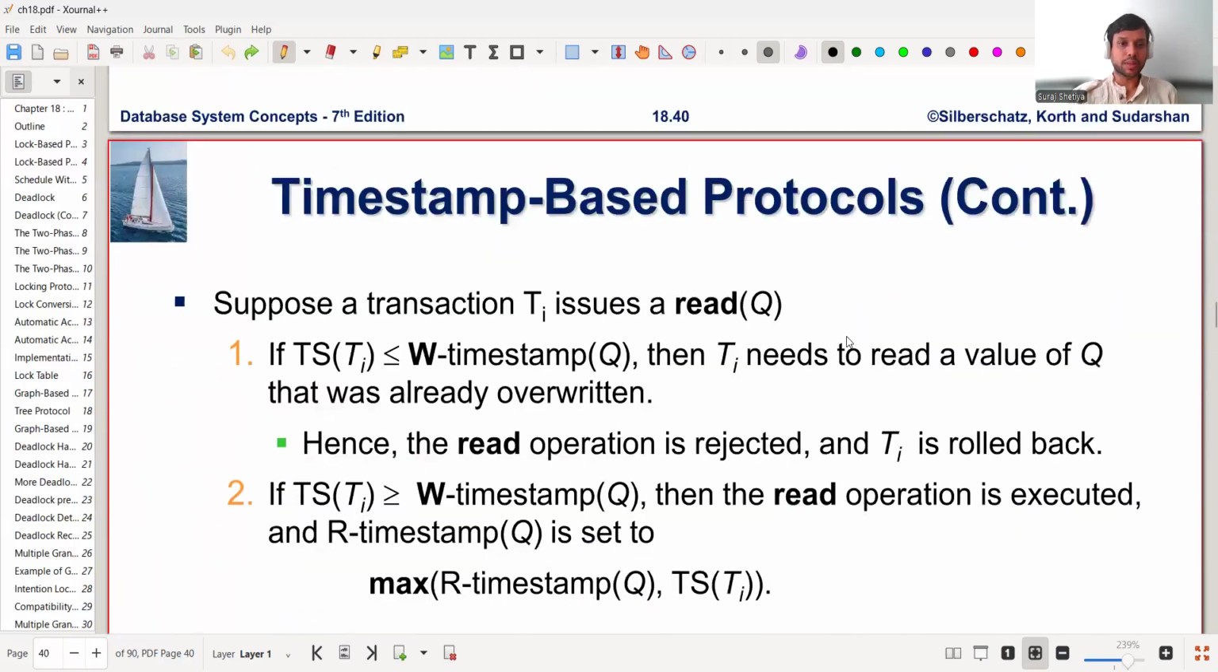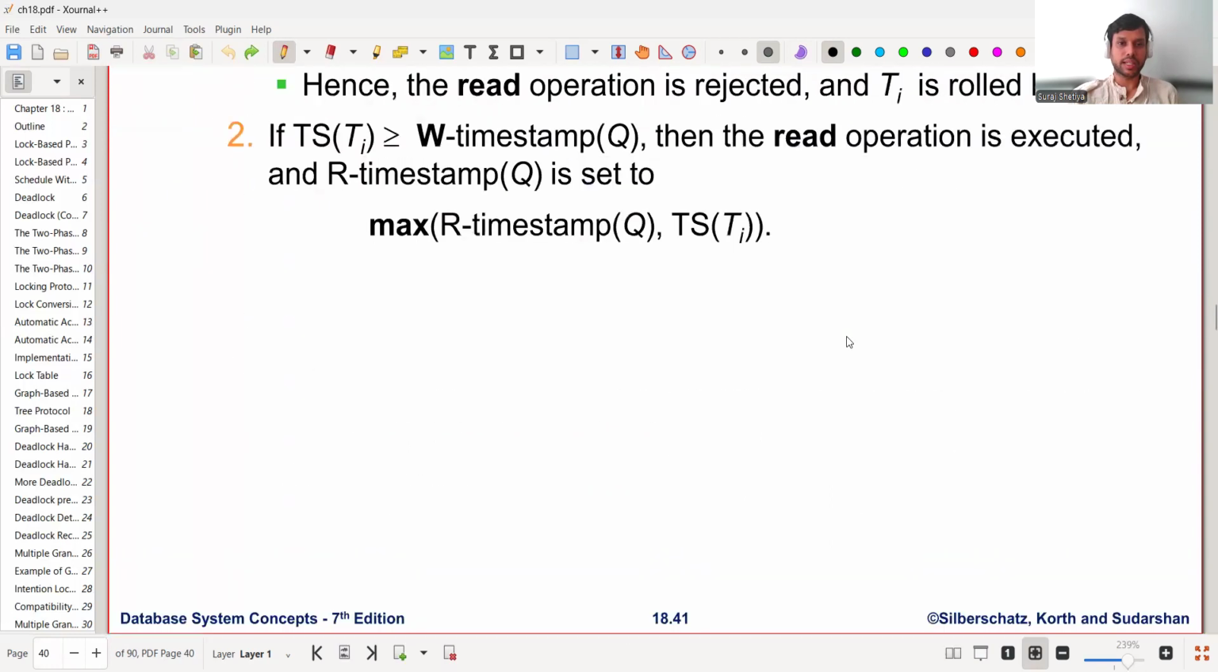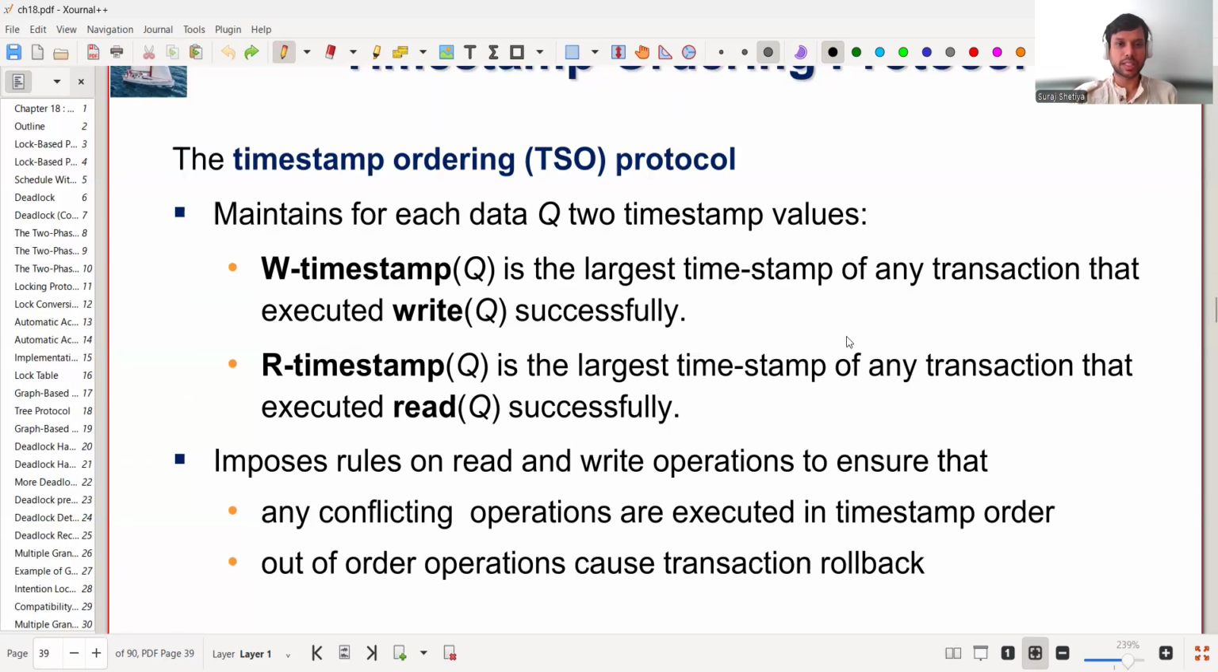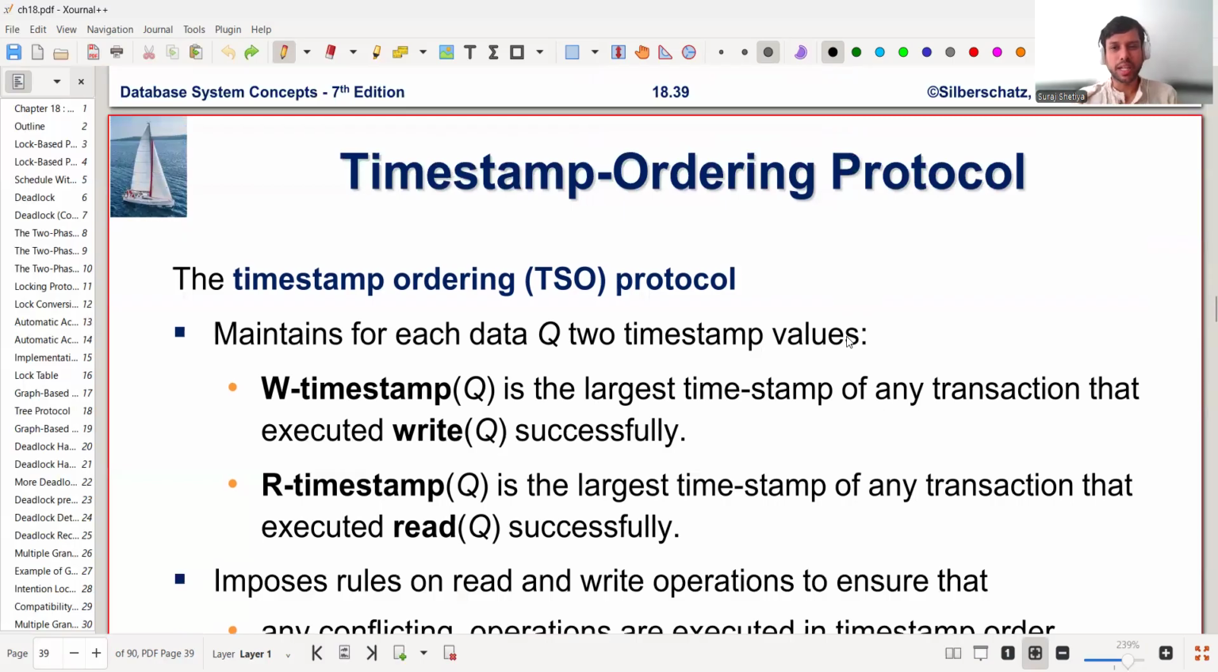Let me take this up with a simple example, or maybe even intuitively. Let's look at a couple of transactions. Let's say that there is a transaction Ti here, and let's say that there is one more transaction Tj here, and there's a data item X.